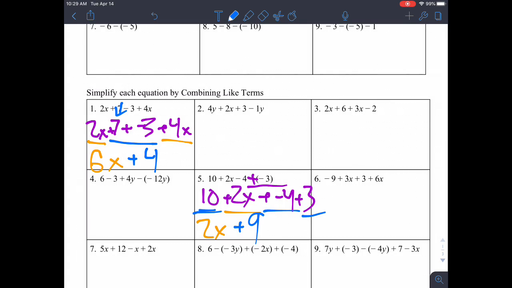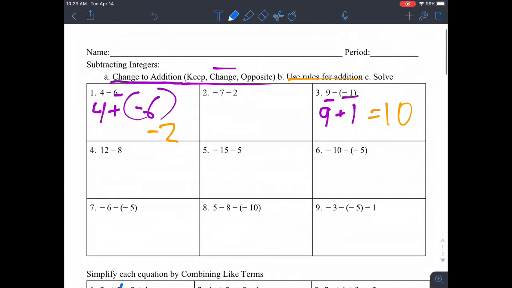I can't solve it, I'm just simplifying these problems. I want to really develop and strengthen that habit of changing to addition. Rewrite it. Keep, change, opposite. All right? Questions? Shoot me a message.